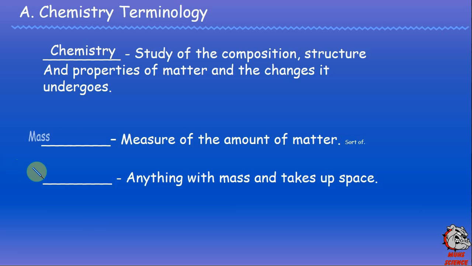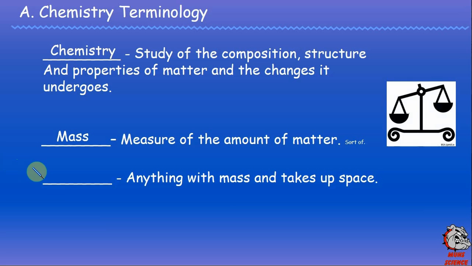Measure of the amount of matter is called mass, and you're familiar with mass. This is what we use the scales for. In our lab, we have the digital scales. Remember, there's a difference between mass and weight. Mass is the measure of the amount of stuff, sort of. There's some technicalities into this, as we'll learn in Chapter 3.